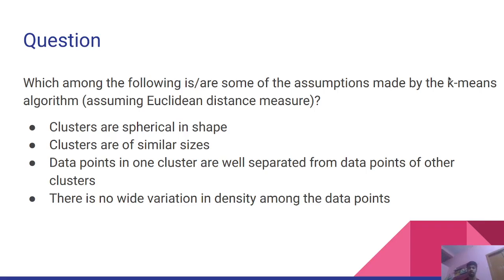What are the assumptions that we make when we perform K-means clustering, assuming that we are using Euclidean distance? We have 4 options, and we have to select which among the 4 are the actual assumptions that we make during K-means clustering. So we'll go one by one.